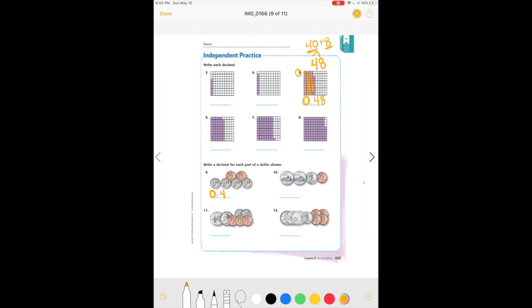And then I have 2 pennies, which are equal to 1 cent each. So those would be in the hundredths place, because I would need 100 pennies to make a dollar. So I would have a 2 in the hundredths place. So 42 hundredths. In cents, it would be 42 cents, which would be 42 out of 100 to make a whole dollar. So we should have that written down for 9.